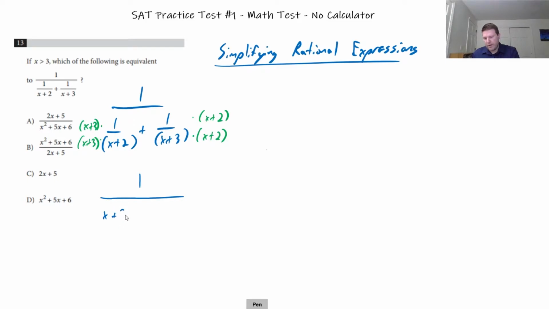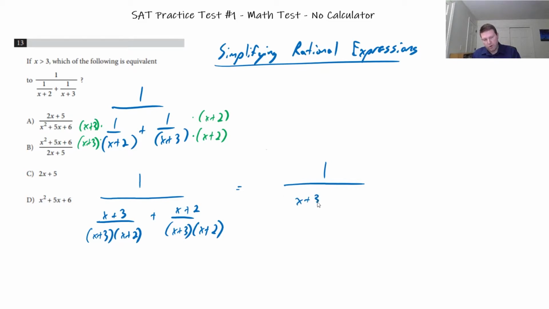So for now, I'm just going to say this is now (x plus 3) over (x plus 3)(x plus 2), plus (x plus 2) over (x plus 3)(x plus 2). And now that these denominators are the same, I can put those fractions together and then add the numerators. If you wanted to show all your work, it would look like this.